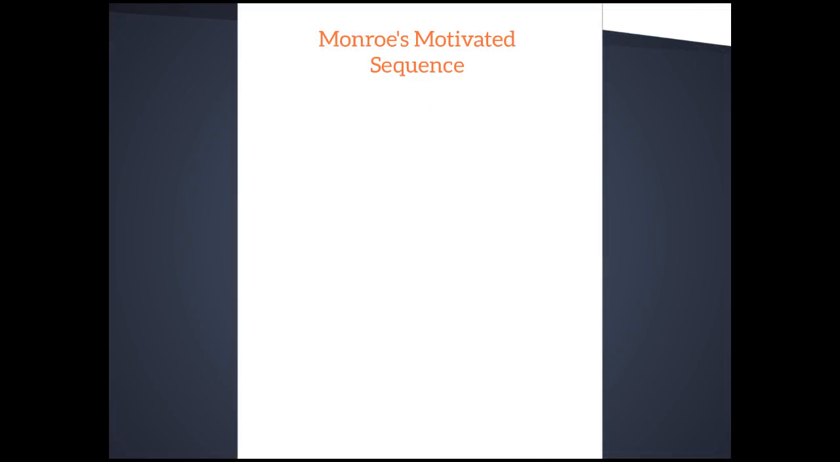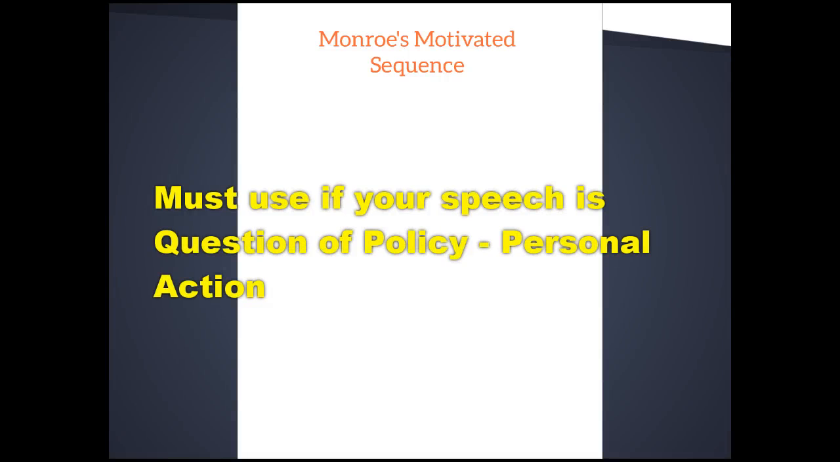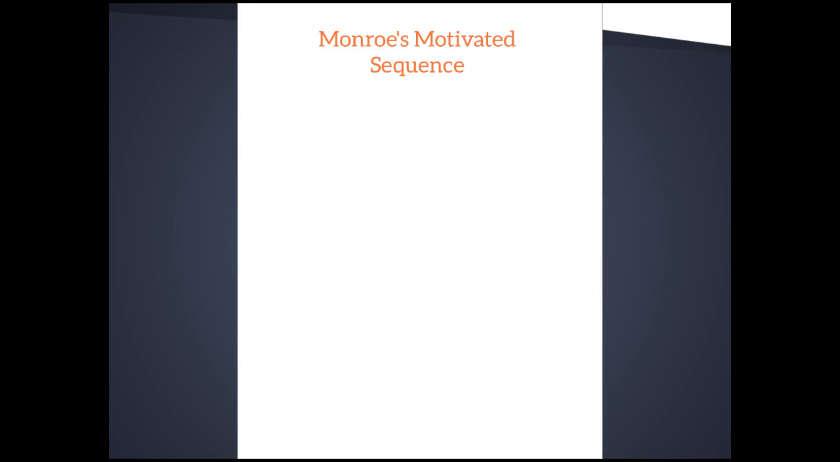Okay, the last one is Monroe's motivated sequence. This one corresponds to question of policy, personal actions. Remember, if you're doing personal action, you have to do Monroe's. Monroe's is one of the more complicated ones because it breaks down into five steps. The first step is attention, the second one is need. The third one is satisfaction. The fourth one is visualization. And the last one is action.